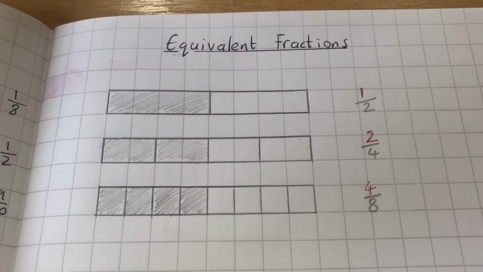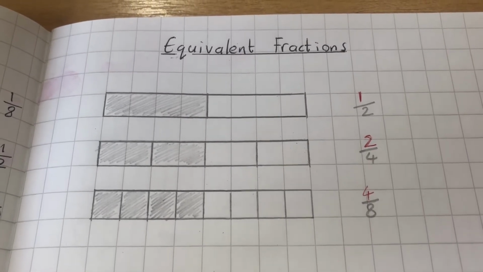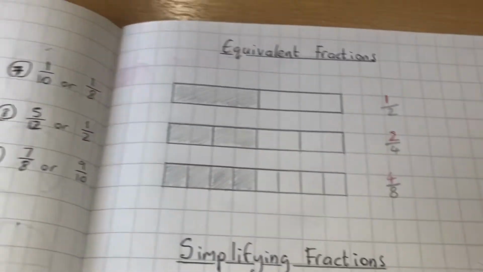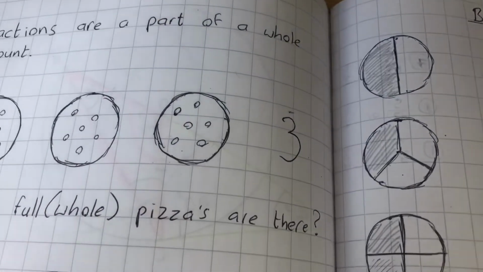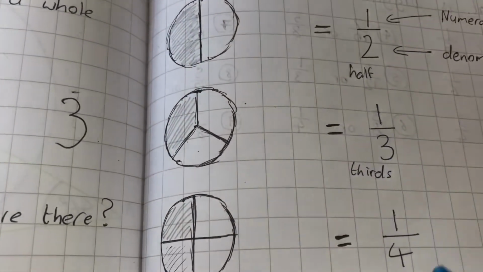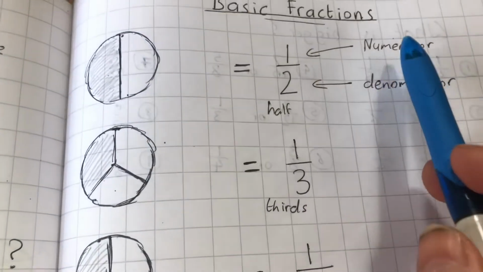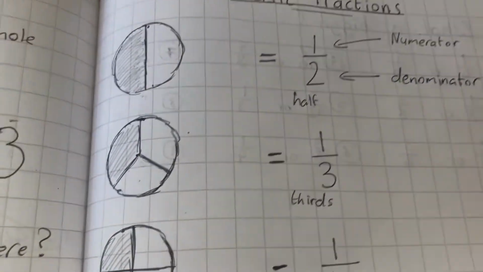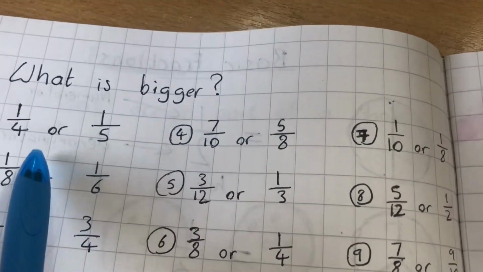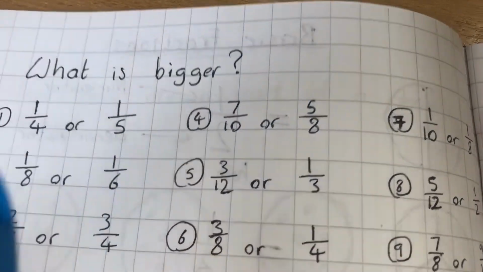Okay, so in this video we're going to look at equivalent fractions and how to simplify fractions. In the last lesson, in the introduction to fractions, we looked at how we determine the different sizes of fractions, the difference between them, such as a half, a third, or a quarter. We learned about what is the numerator and what is the denominator, and we learned to use this information to decide what is bigger, say between a quarter or a fifth.